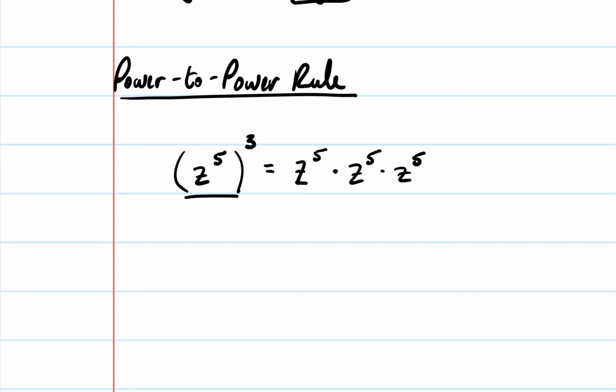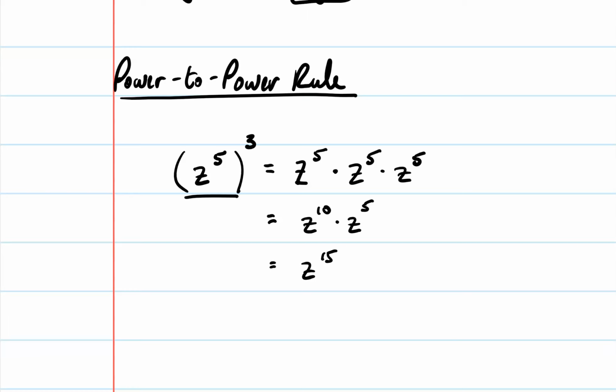This way we've got 3 factors of z to the 5th, and if we utilize our product rule from before, we know that we can add the exponents together for 2 of these adjacent exponents. So we might call this pair z to the 10th power, and then we'll multiply that by z to the 5th power, which is going to leave us with another product rule, and we end up with z to the 15th power at the end.